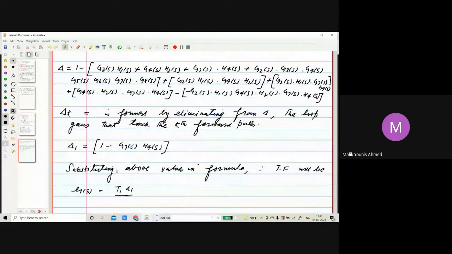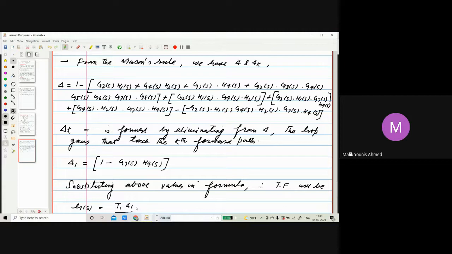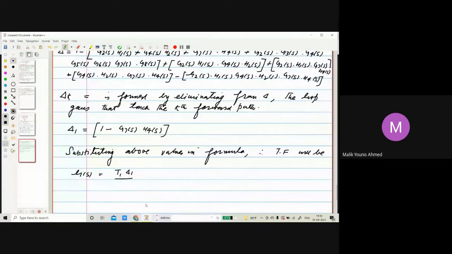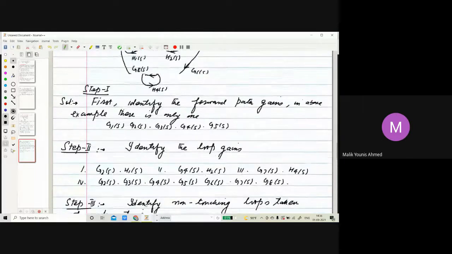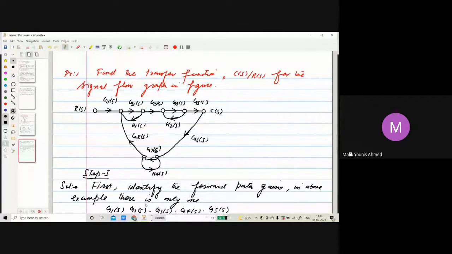Delta K you have to find. See, you have to identify how many paths are there. So this can be T1 delta 1 plus T2 delta 1. But since there is T1 only, there can be only delta 1. When there is T1, there will be only delta 1. So there is no possibility of delta 2. So delta 1, how do we have to find it? We have to eliminate from the delta, that means 1 minus all those loops that will be touching the forward path.